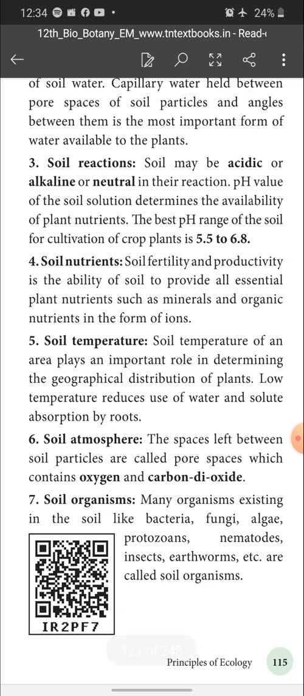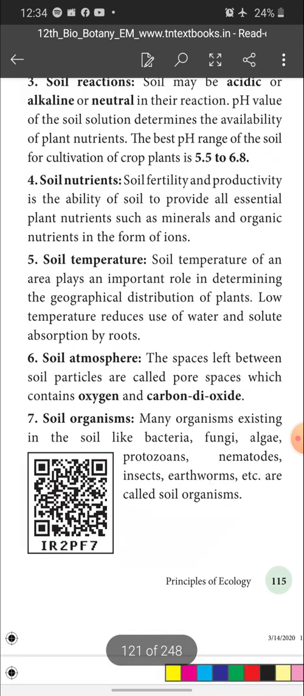Soil temperature of an area plays an important role in determining the geographical distribution of plants, like water, soil nutrients and the soil reactions. Low temperature reduces the use of water and solute absorption by roots.